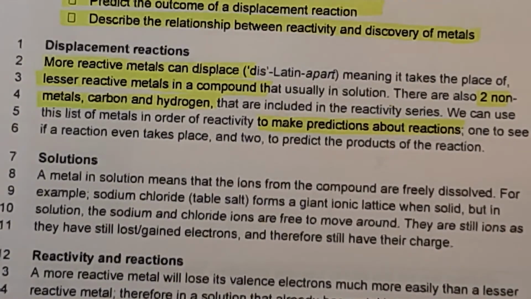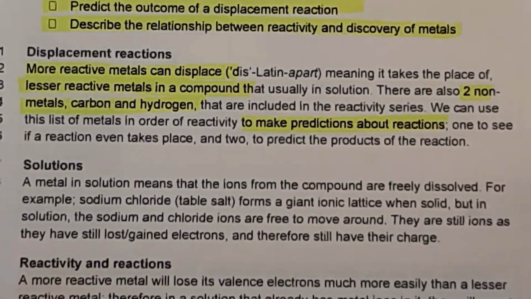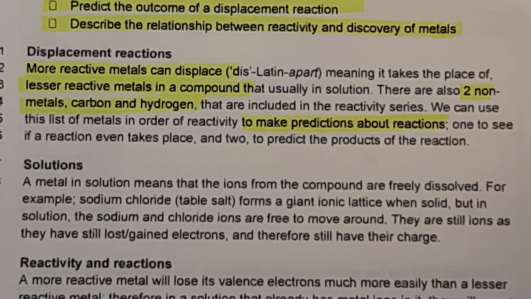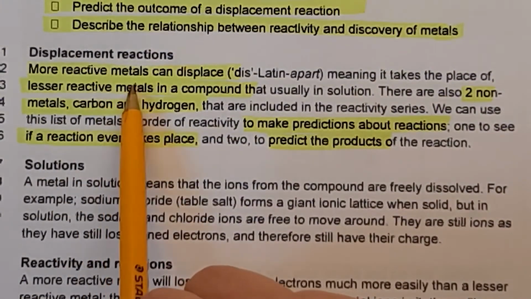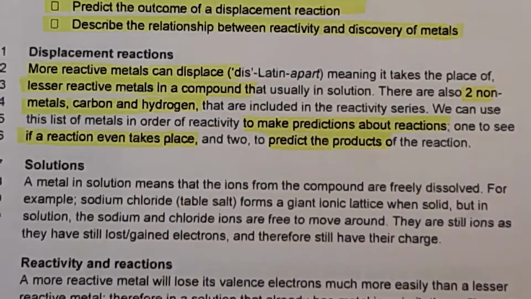First of all, we're going to predict whether the reaction is even going to take place. And secondly, if the reaction does take place, we're going to predict the products of that reaction. So this first sentence is the definition of a displacement reaction. If you're asked to define a displacement reaction, it is when a more reactive metal takes the place of a less reactive metal in a compound.